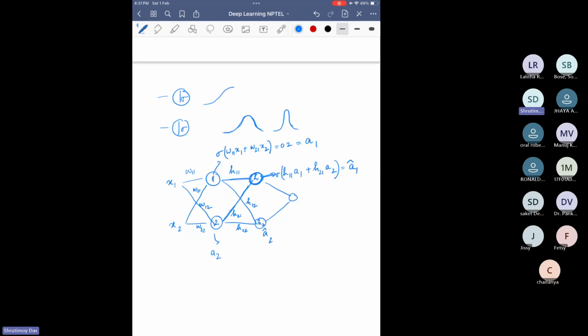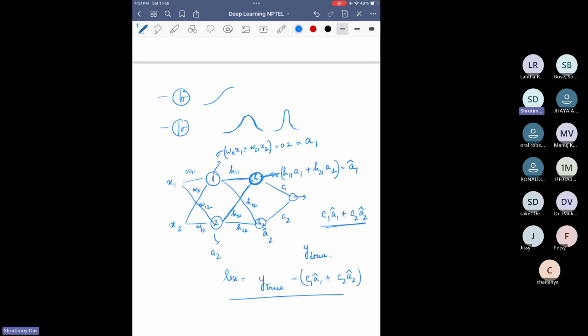Let us name these C1, C2. So my output will be C1 times A1 hat plus C2 times A2 hat. So this is my output. And now suppose my actual or true label was Y true. Now my loss is Y true minus C1 A1 hat plus C2 A2 hat. So this is my loss that I get.